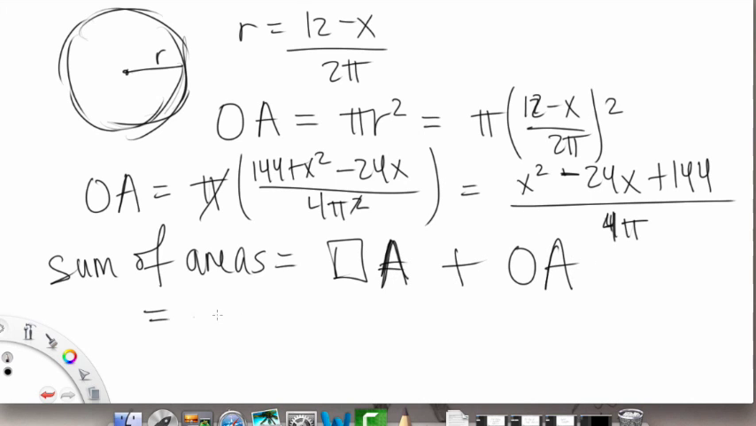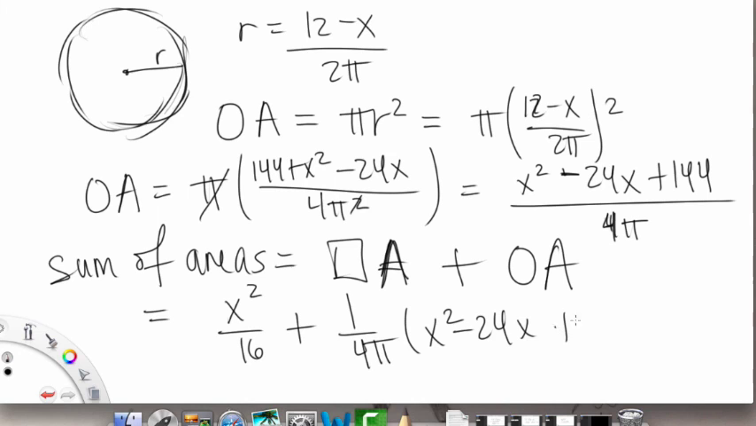The area of the square was simply x squared over 16. So that was an easy one, right? And then the area of the circle is this thing: 1 over 4 pi, times x squared minus 24x plus 144. So something like that, which we can simplify on the next slide.